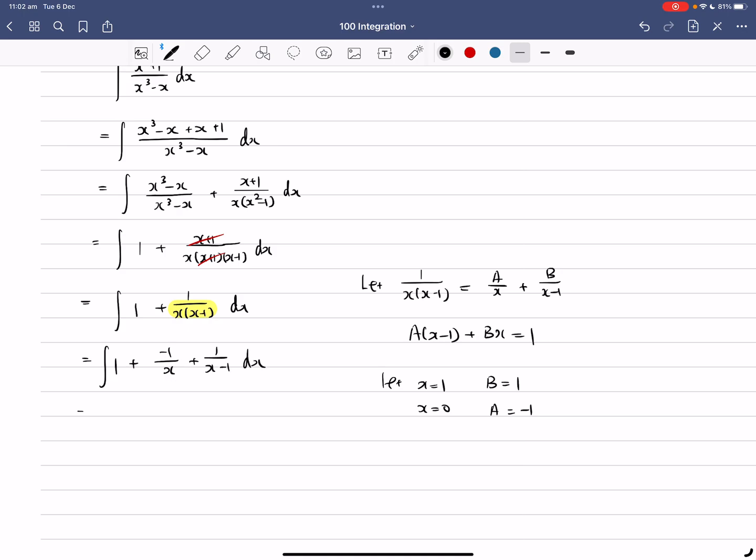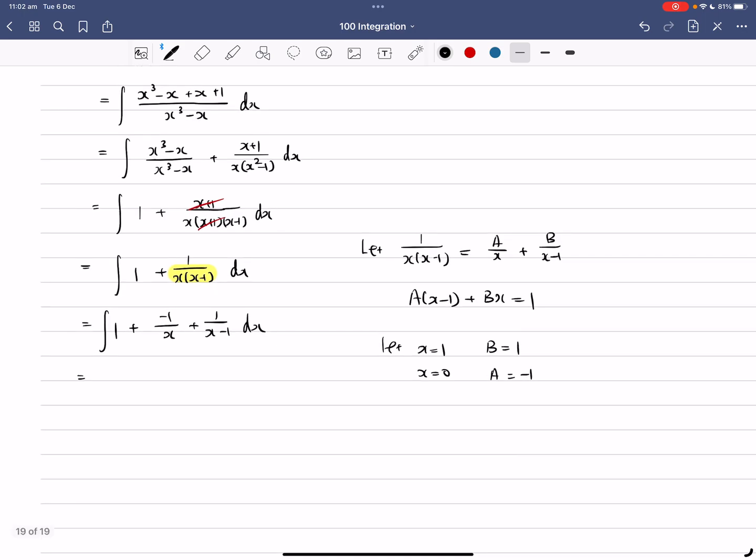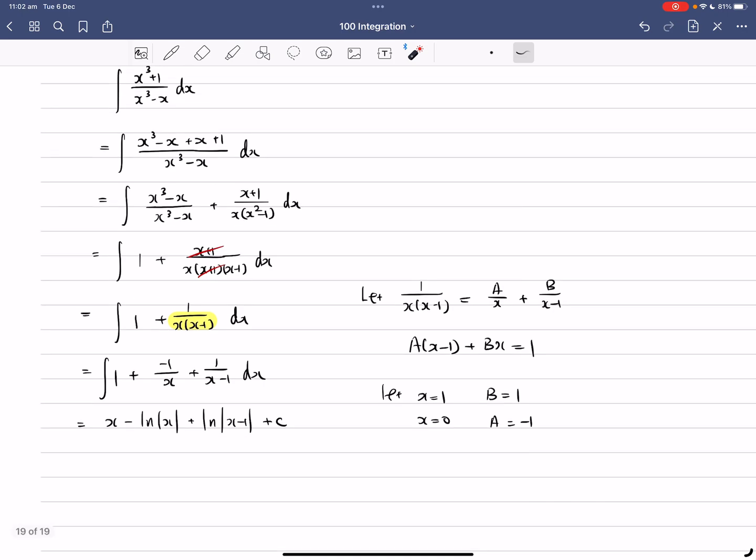Okay, so once this is done, we should be able to integrate fairly easily. This just equals x, minus ln absolute value of x, plus ln absolute value of x minus 1, plus c. So that should give you the answer here. You can still combine these two together using log laws, but this is good enough, so therefore I'll leave the answer like this.